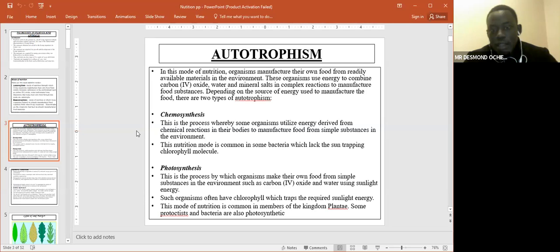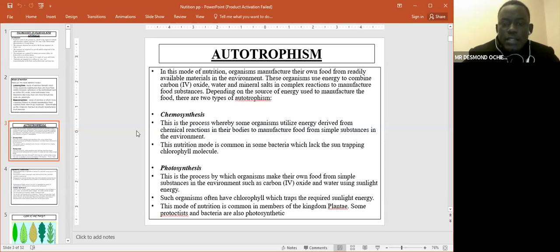Closely related to that is what we call photosynthesis. Photosynthesis is another type of autotrophism. And photosynthesis can be defined as, okay, photosynthesis, I know it is very common because it is a very common process that occurs in the plants, that is the green plants.